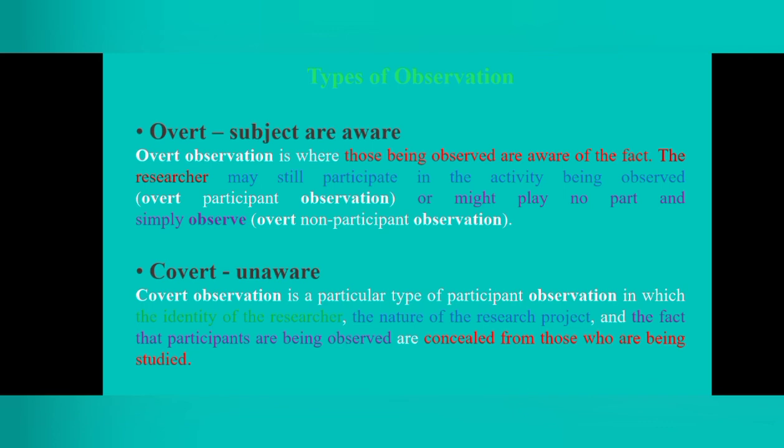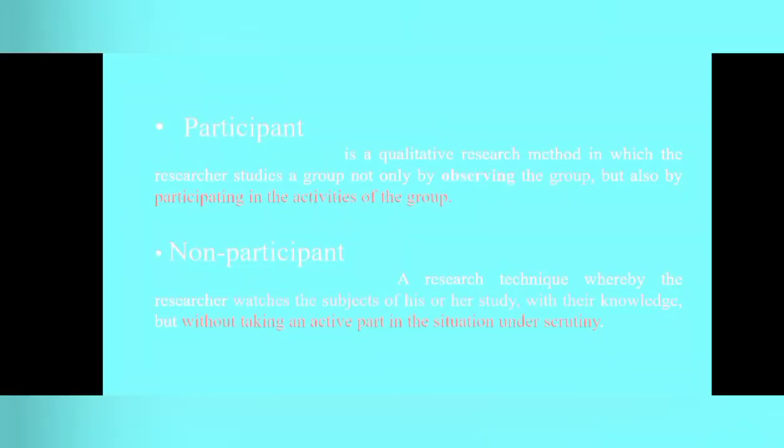Covert observation is a particular type of participant observation in which the identity of the researcher, the nature of the research project, and the fact that the participants are being observed are concealed from those who are being observed or who are being studied. It means that the respondents or the participant or the community that is being observed is basically completely unaware of the fact that they are being observed, that they are being watched by the researcher.